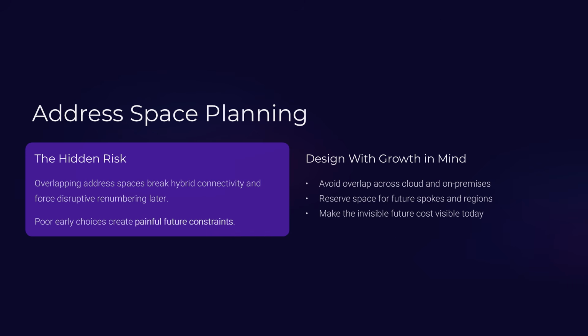With domain name system strategy set, you now address address space planning because this is where many organizations create painful future constraints. You design address spaces with growth in mind, avoiding overlap that breaks hybrid connectivity and limiting the need for disruptive renumbering later. Leaders may not care about address ranges, but they do care about the cost and downtime caused by poor early choices. Your role is to make the invisible future cost visible today, so you can prevent it.